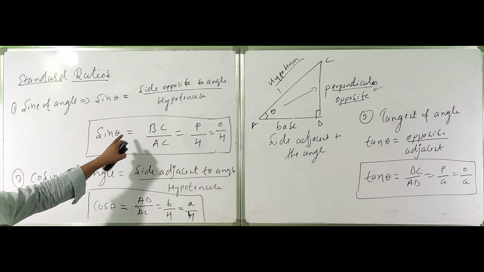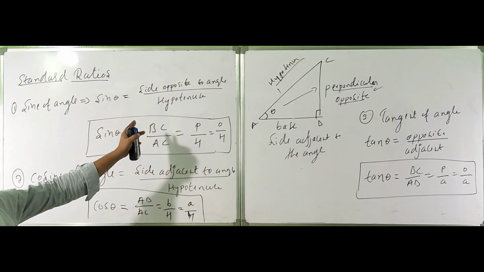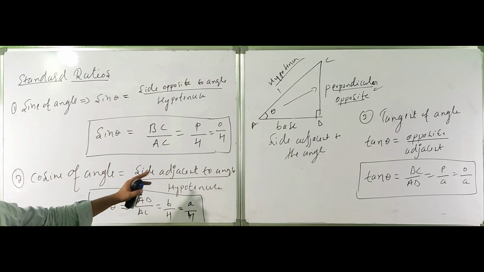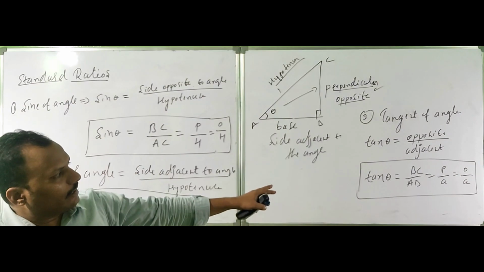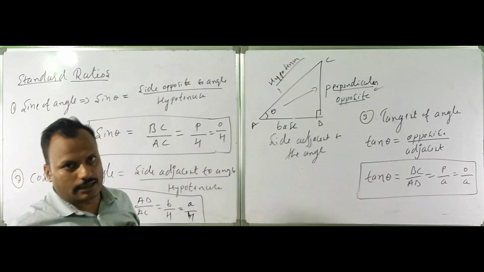What is sin theta? It is perpendicular by hypotenuse, the side opposite to the angle by hypotenuse. Cos theta is the side adjacent to the angle divided by hypotenuse, means base by hypotenuse. So tan theta, the side opposite to the angle divided by the side adjacent to the angle, is called tan theta, right?